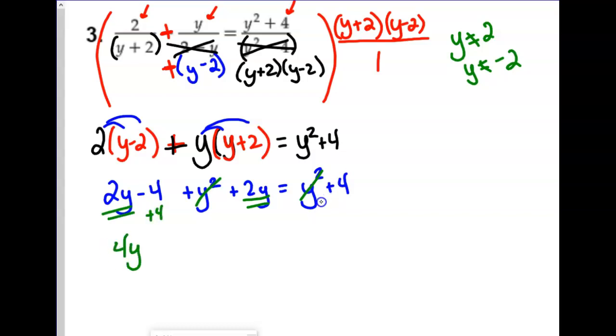I'm trying to save you a little room here, guys. So I'm just going to go ahead and add the 4 over here. So 4y equals 8, which means y equals 2. And you're like, woo, box it in and walk away, right? No, why not? It says right here, you can't have y equals 2. Cameron, you're the one who told me that.